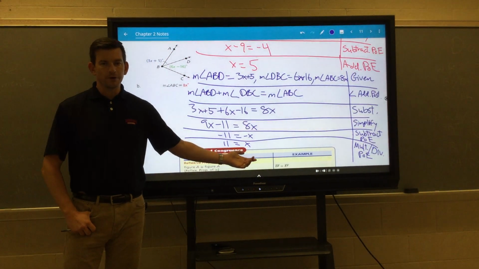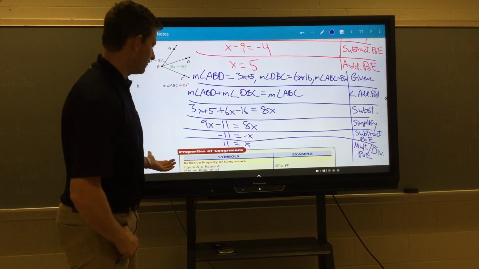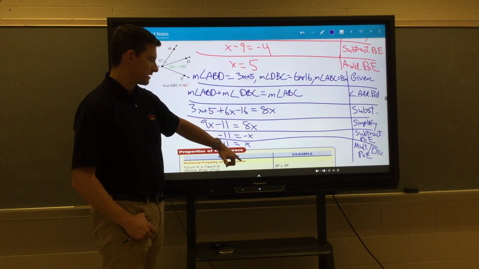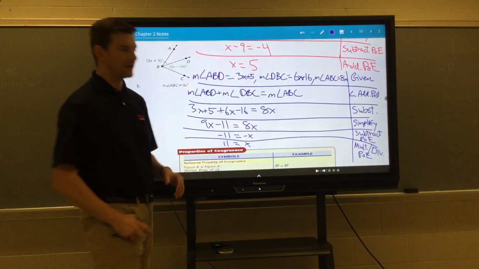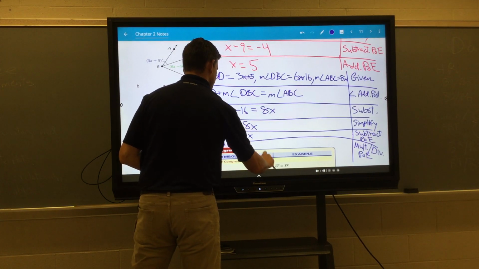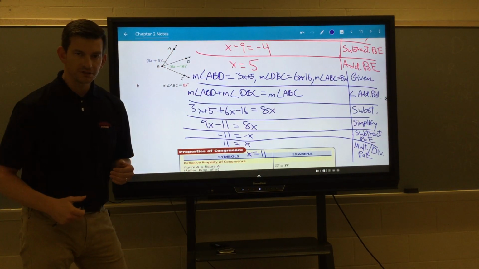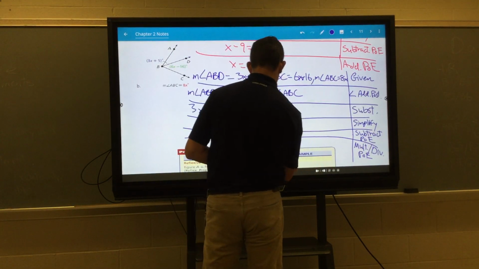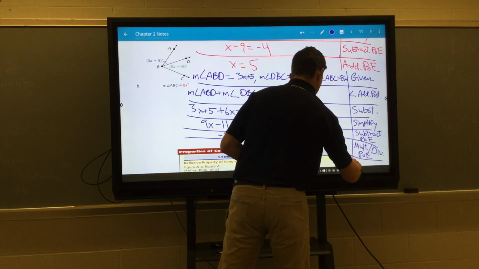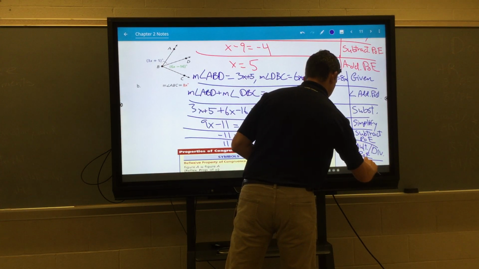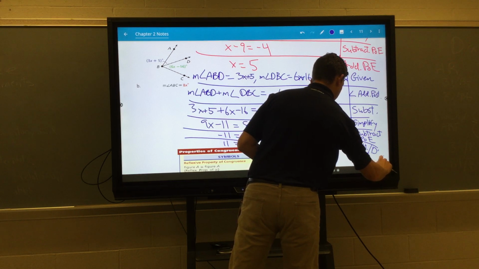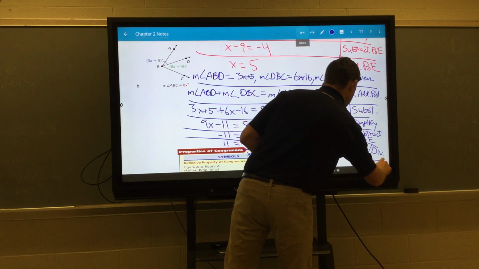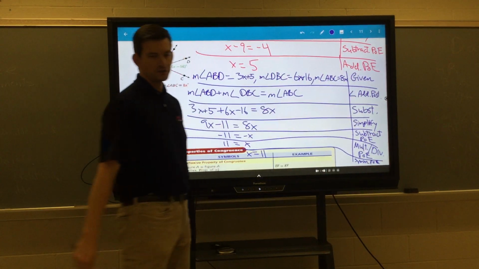You could probably stop right here, or if you really wanted to show off, I mentioned this before, you have 11 equals x. Customarily, we go left to right, x equals 11. To reverse those like that, that is the symmetric property of equality. So one additional kind of bonus step. Symmetric property of equality.